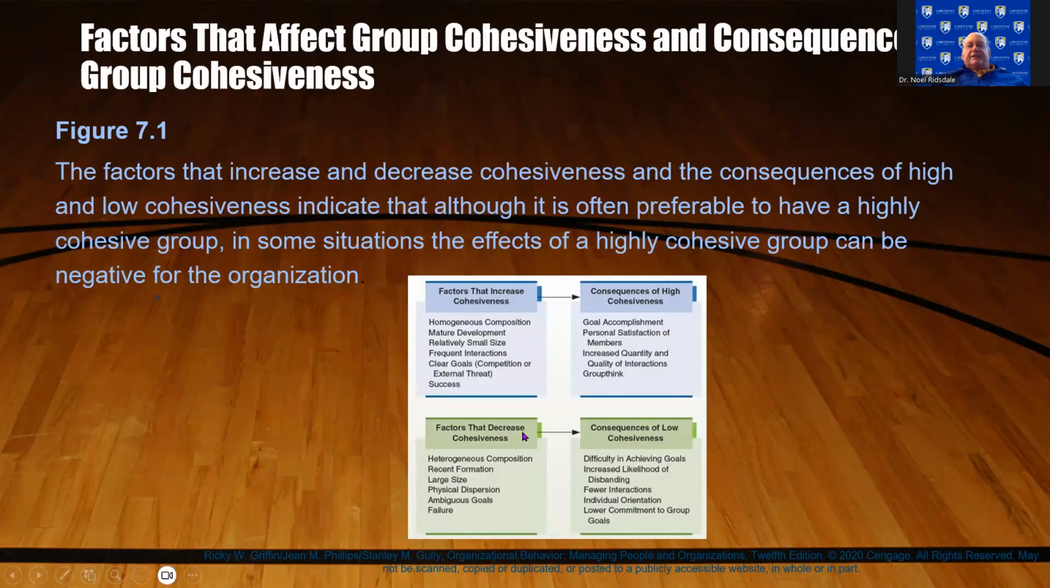These are some of the factors that increase cohesiveness and what those consequences are. Okay, these are all factors. These are what ends up happening. This is what happens when you decrease the cohesiveness. So these are just some of these aspects to take a look at, to familiarize yourself with what happens when you put a group together. You'll notice a lot of these are the opposite of what we talked about earlier.